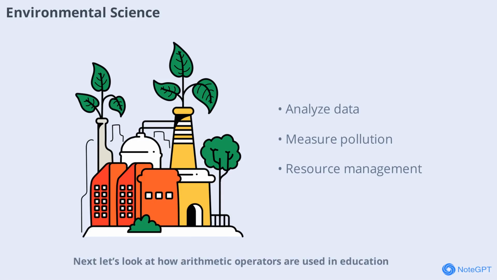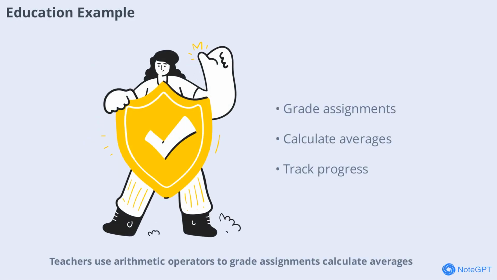Next, let's look at how arithmetic operators are used in education. Teachers use arithmetic operators to grade assignments, calculate averages, and track student progress. For example, adding up scores, dividing by the number of tests, or subtracting points for late work. These calculations help teachers provide fair and accurate assessments. Arithmetic skills are important for both teachers and students.